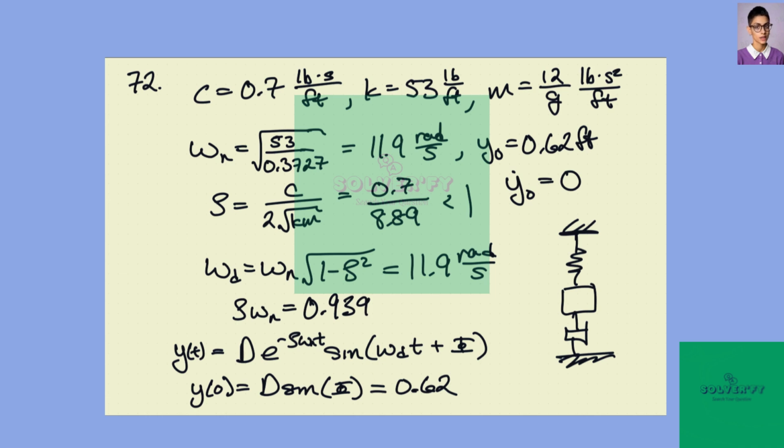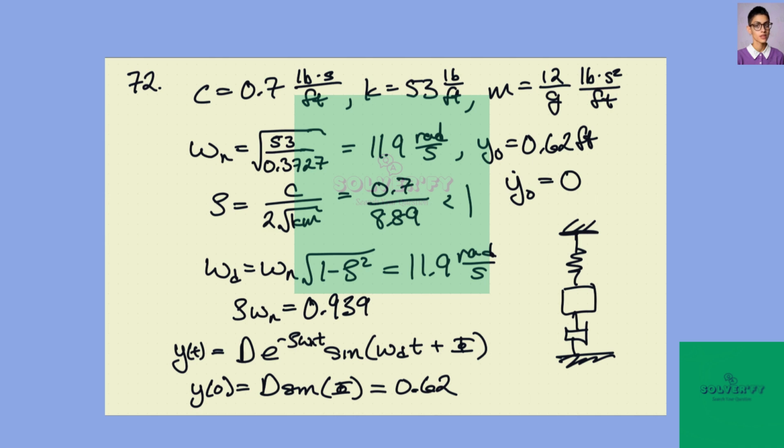And in this case, we're told that the damping coefficient is 0.7, and that the units are pounds seconds per foot. The stiffness of the spring is 53 pounds per foot, and the mass of this block is 12 divided by g, and this is slugs or pounds seconds squared per foot.